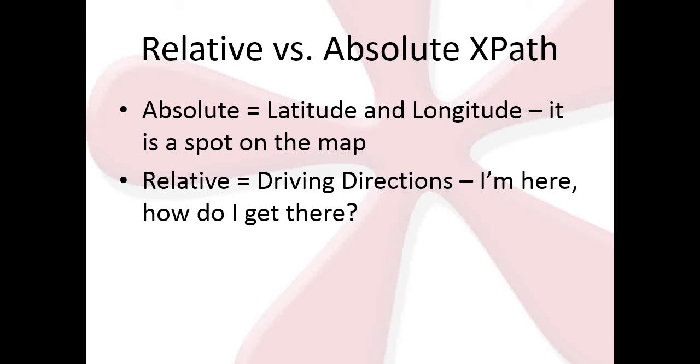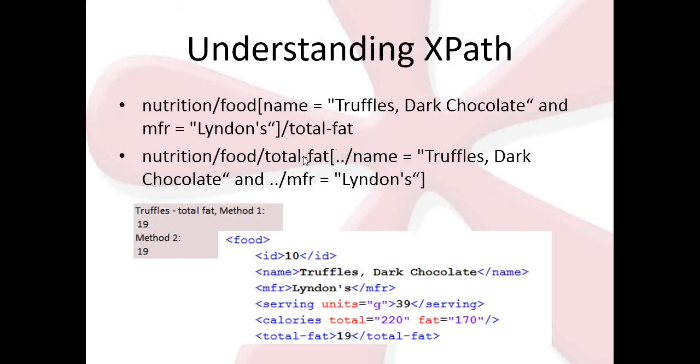A relative XPath is driving directions. I'm at the library. How do I get to the store? We're going to go back here. I'm at the total fat node. How do I get to the name node for the same food?